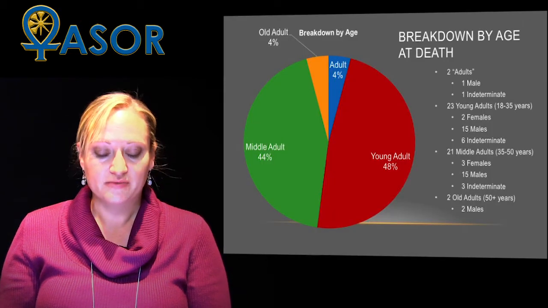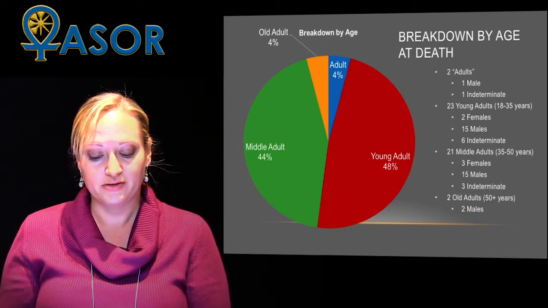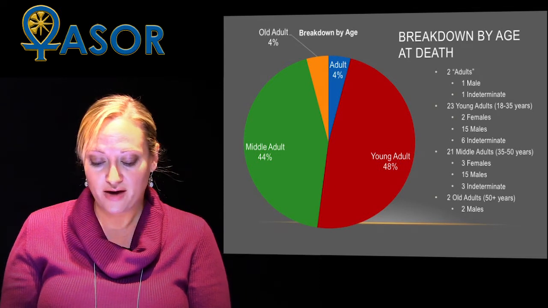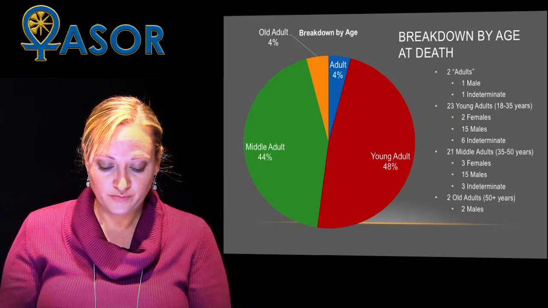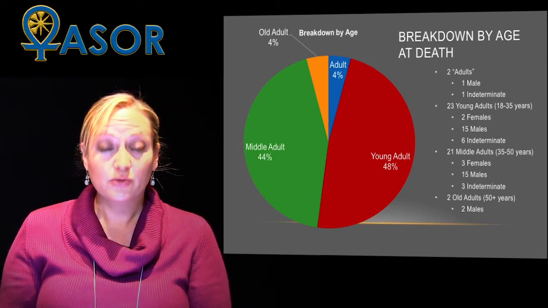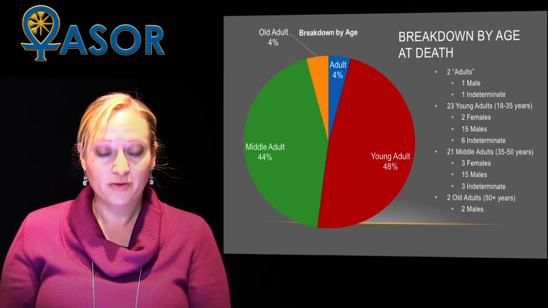The pubic symphysis gives us our most precise breakdown by age category. For this we used Buikstra and Ubelaker's standards of data collection, age categories of young adult, 18 to 35, middle adult, 35 to 50, and old adult, or 50 plus years. Of the 48 pubic symphyses suitable for estimation of age at death, 2 could only be classified as adult based on taphonomic damage. Of these, 1 could be estimated as a male.